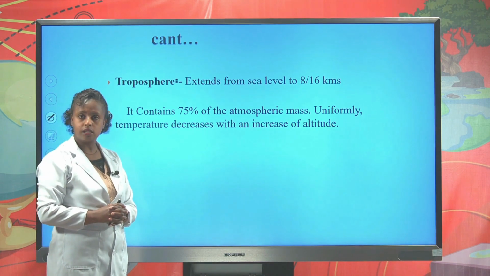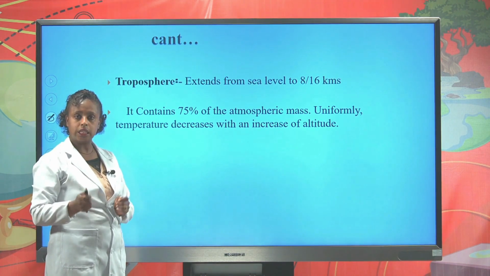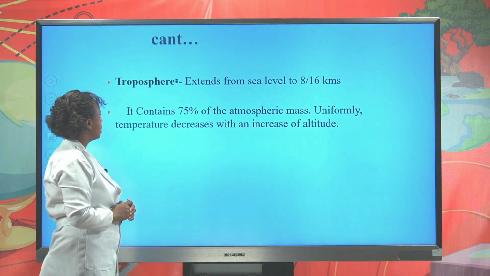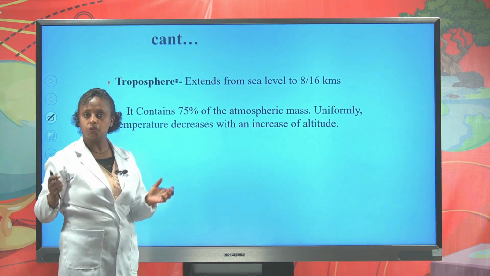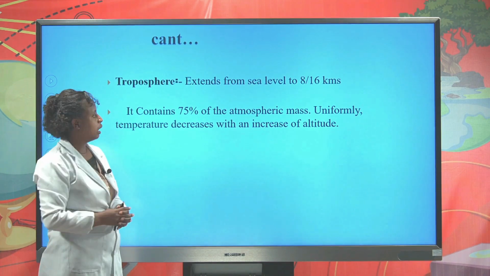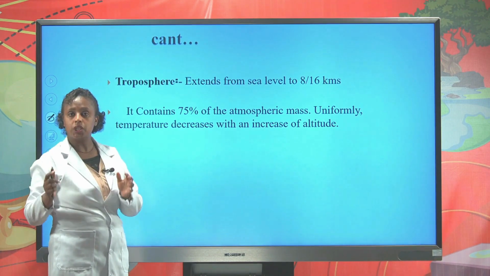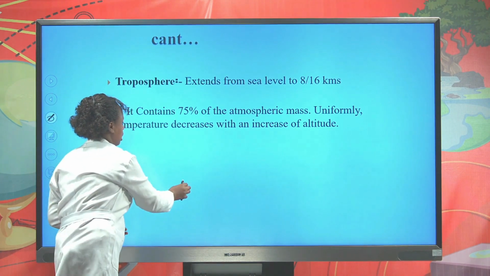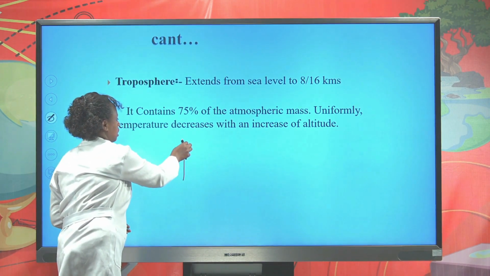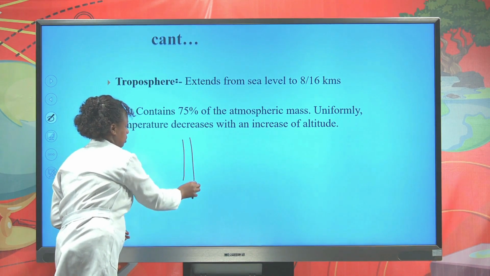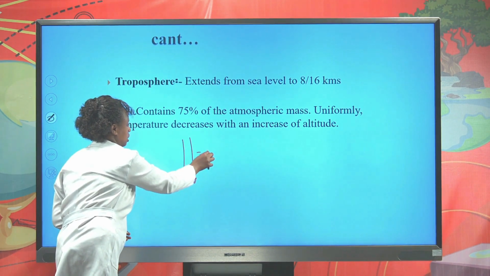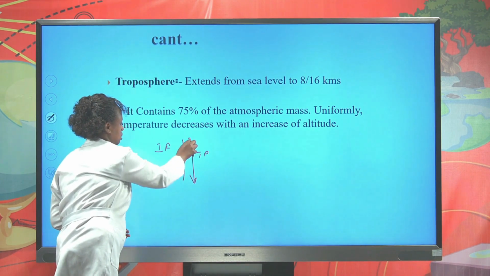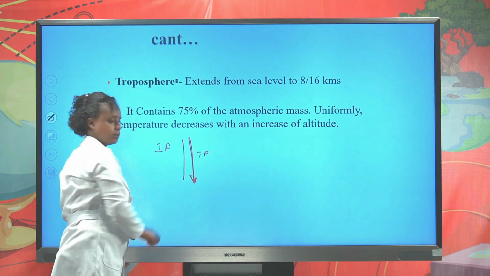The troposphere extends 8 to 16 kilometers above sea level. It contains 75% of the atmospheric mass. The temperature uniformly decreases as altitude increases. When you move far away from the Earth, the temperature similarly decreases.